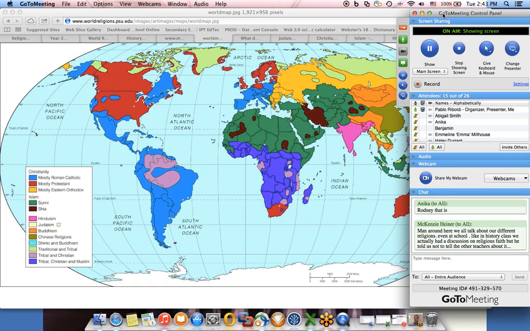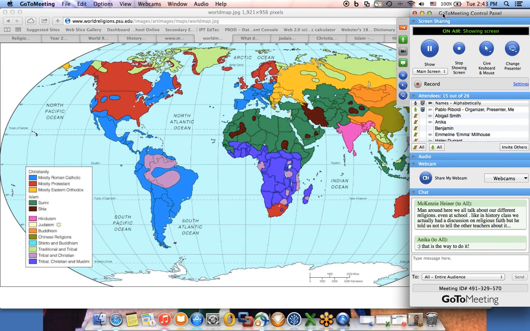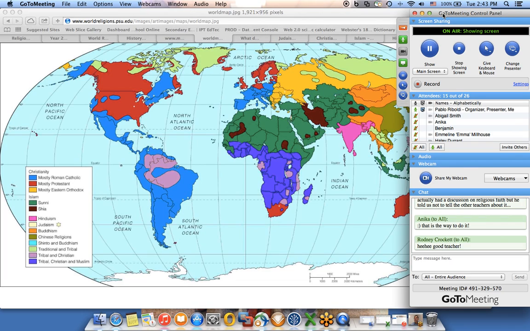Mm-hmm. Yeah. So Mackenzie says, man, around here we all talk about our different religions, even at school. Like in history class, we actually had a discussion on religious faith, but he told us not to tell the other teachers about it. Okay, so I have to tell you, Mackenzie, that is a very good way to do it, a very courageous teacher to allow that. But, you know, sadly enough, that is not a common thing.